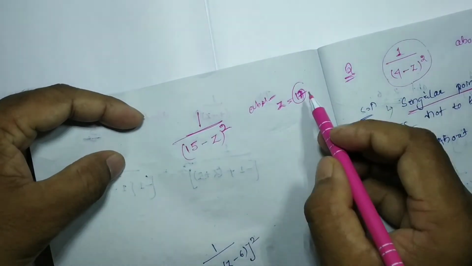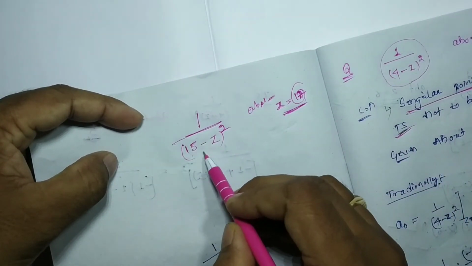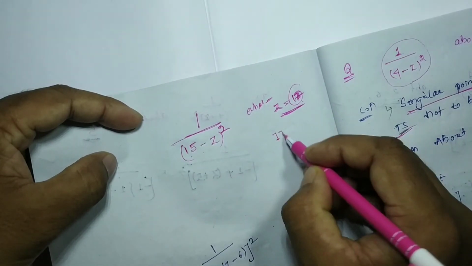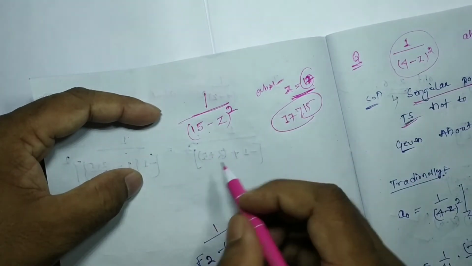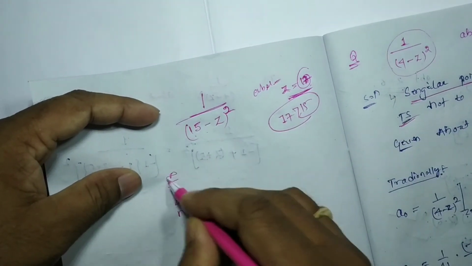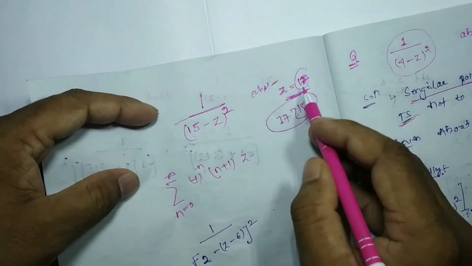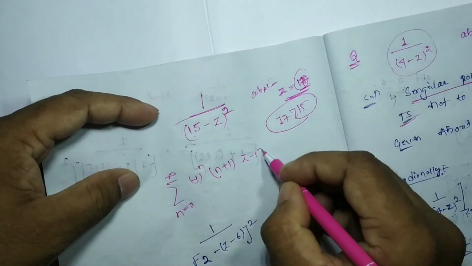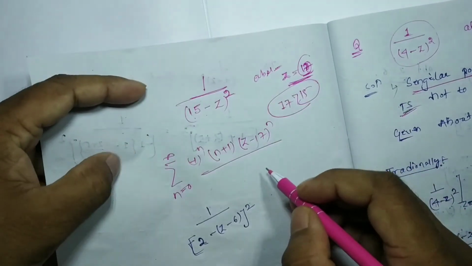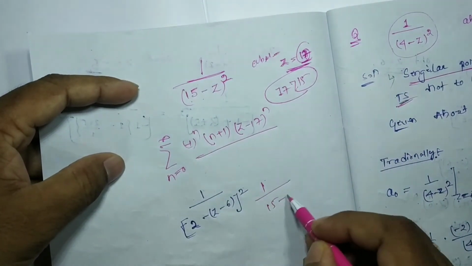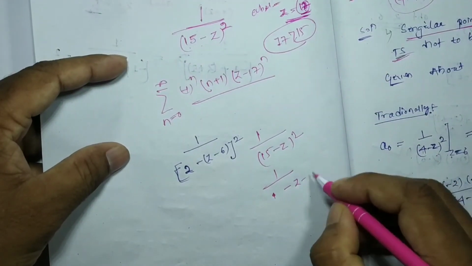About z equal to 17, here 17 is greater than 15. Here the singular point is 15. So 17 is greater than 15. That means whatever series we are going to get, it will be in plus-minus format. So I can write directly the summation from n equal to 0 to infinity of minus 1 to the power n, right? (n plus 1) I have to write. Then (z minus z0), z0 being 17, to the power n, divided by something to the power n plus 2. Here you can see that 15 minus z square is there. So 1 by (z minus 17) first I have to write.